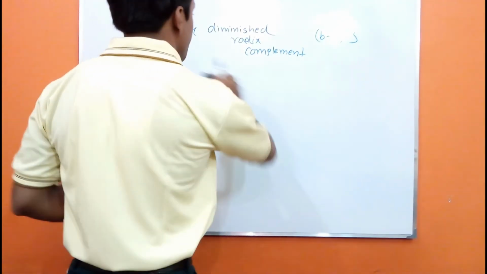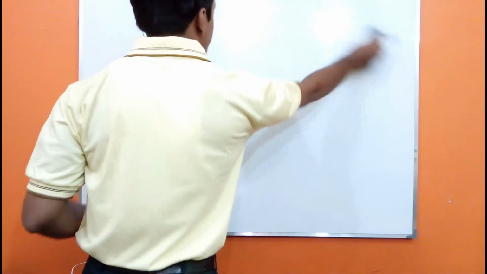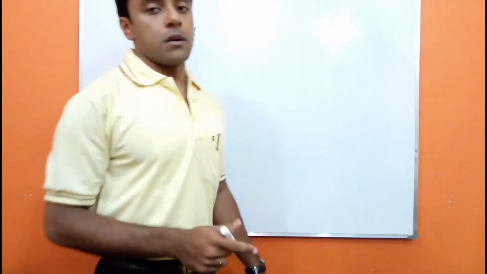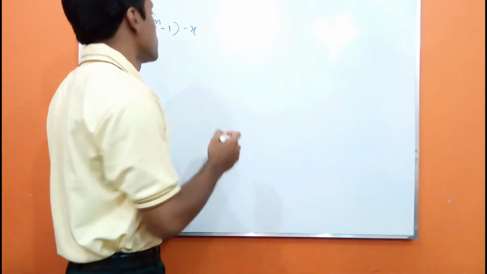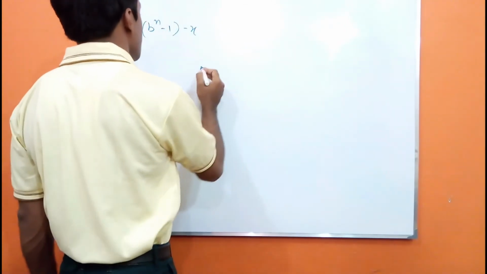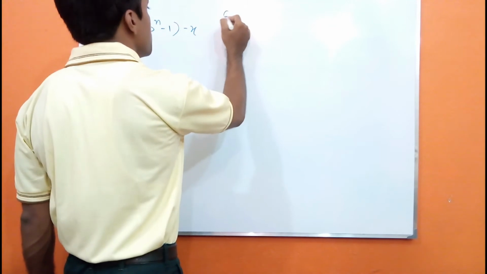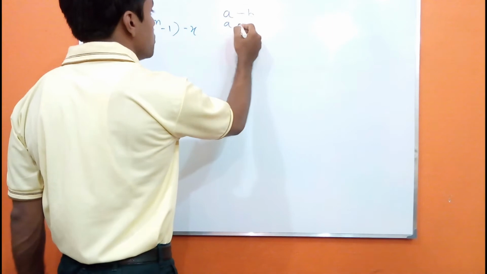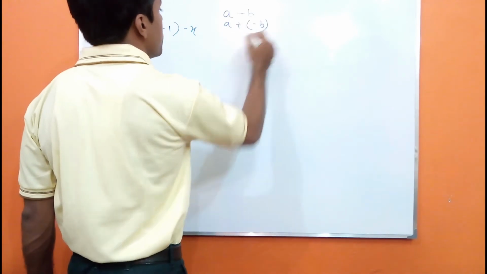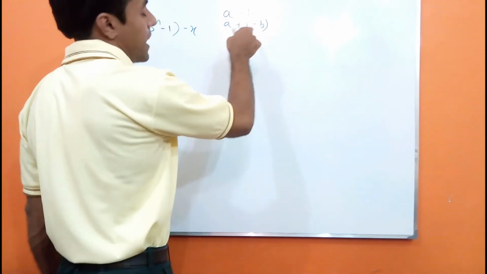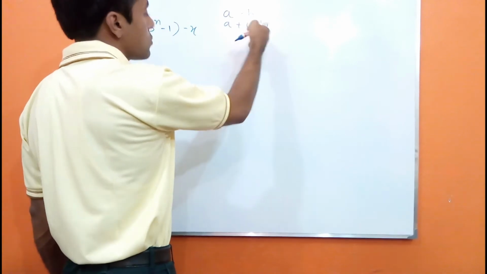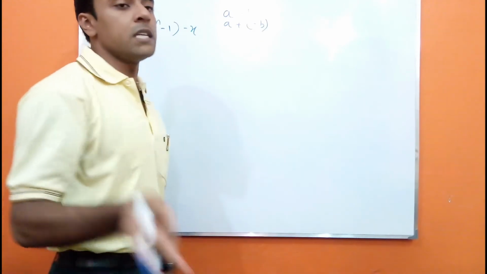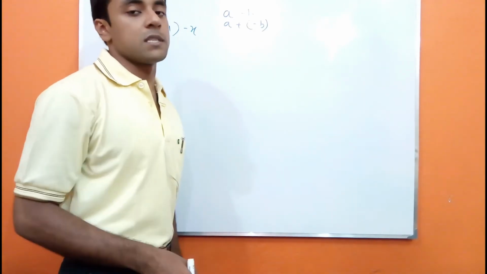So what we have seen is that to perform the subtraction we need the additive inverse of a number. Suppose we are trying to perform the operation a minus b. So what we can do is a plus minus b. Now minus b is nothing but the additive inverse of b, so minus b can be obtained using the complementary number system.